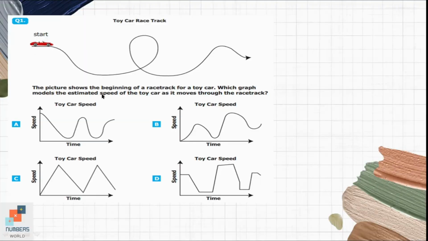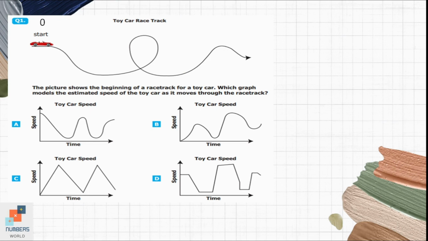Question number 1. The picture shows the beginning of a racetrack for a toy car. Which graph models the estimated speed of the toy car as it moves through the racetrack? The speed of the car is 0 at the starting point, which is shown in option B and C. So option A and D are incorrect because here the speed of the car is more than 0 at the starting point, which is wrong.